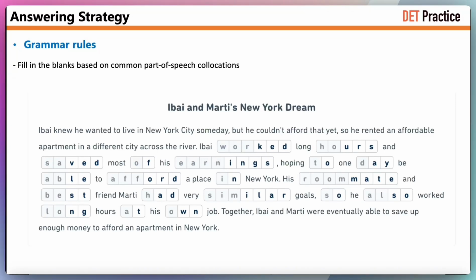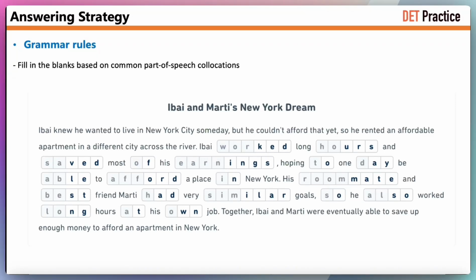After "most," we need a preposition. So it's "of." The word after "his" should be "earnings," referring to Ibai's income or wages. After "hoping," we add "after," and "one" is "day," meaning someday. After "be" should be "able," we're testing the phrase "be able to," which means "can."